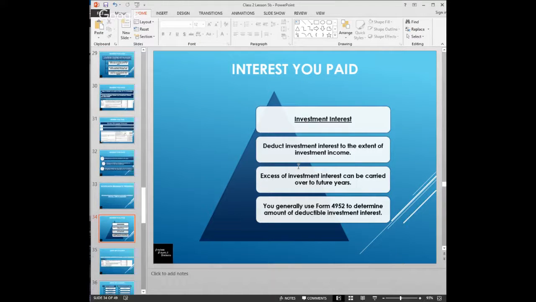Interest that you pay that's investment interest, you would deduct the investment interest to the extent that you received investment income. The excess of investment interest can be carried over to future years. Generally, you would use Form 4952 to determine the amount of the deductible interest.